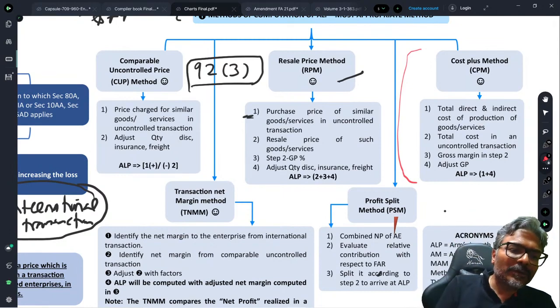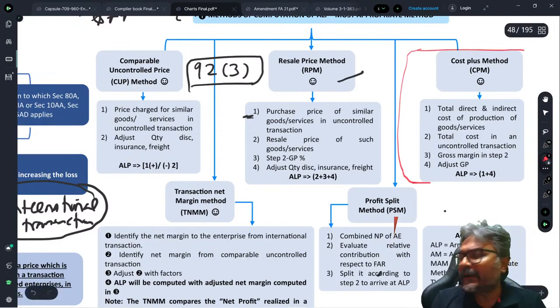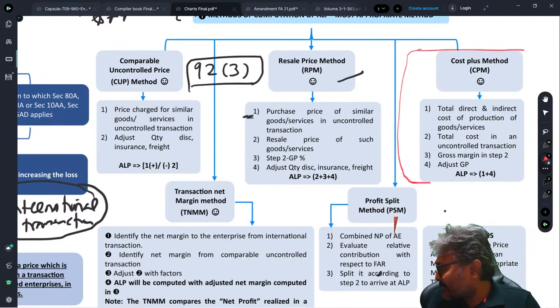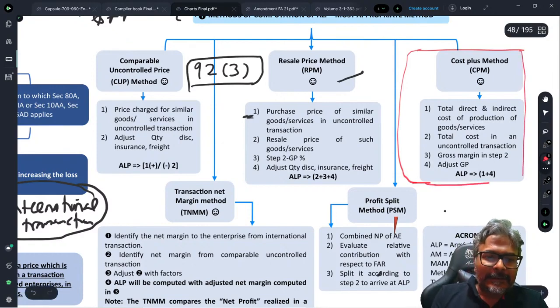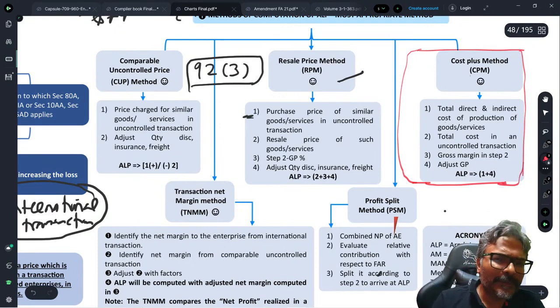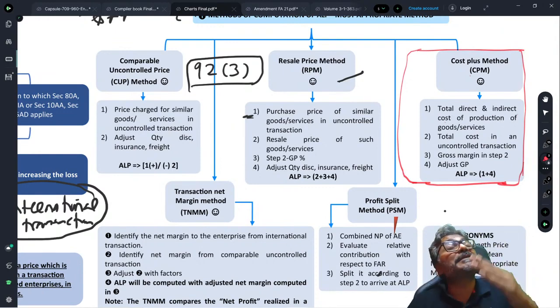Now, on that note, quickly looking into the cost plus method and then going directly to the ICI question, students. So let's have a look at this particular point. Cost plus method: total direct or indirect cost of production. I already told you, we first take the cost, direct as well as indirect. Take the total cost of the AE or the international transaction.